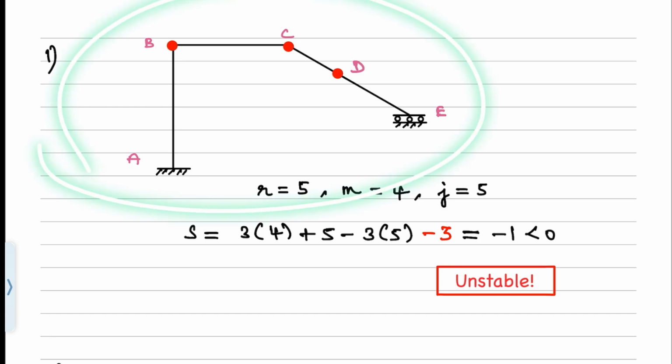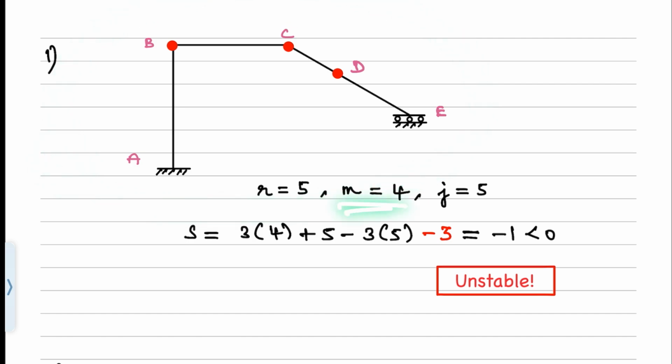This frame, the number of members is equal to 4, the number of support reactions equal to 5, and the number of joints equal to also 5. Then let's find the degree of static indeterminacy given by s equal to 3m plus or minus 3j. So you can use these three values here, in order, but we also need to take into account the presence of these intermediates at these locations B, C, and D. Each of them will offer one equation of condition, and hence 1 plus 1 plus 1 is equal to 3 should also be accounted for here, right?